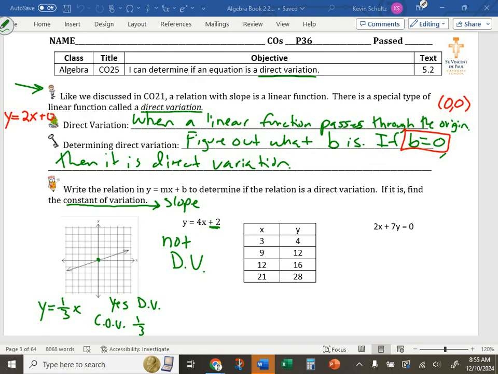Henry. So basically, constant of variation is slope, but slope is not constant of variation sometimes. Constant of variation is what we call slope when direct variation exists. If there's no direct variation, there's no constant of variation. There's still slope, but it's just called slope. Okay? It's like a square.